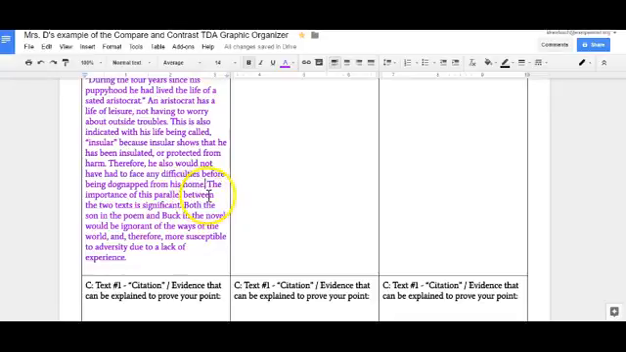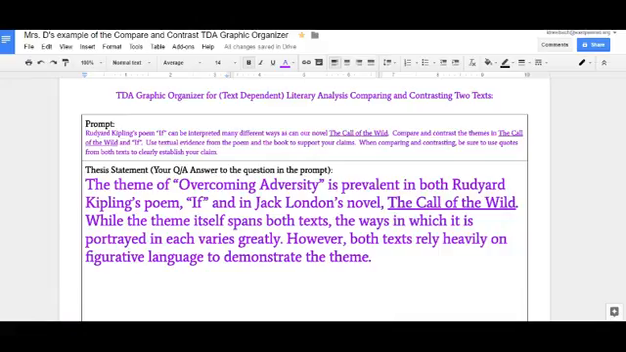"The importance of this parallel between the two texts is significant. Both the son in the poem and Buck in the novel would be ignorant of the ways of the world and therefore more susceptible to adversity due to a lack of experience." So I'm telling them, hey, this inexperience that the author set them up for is necessary for the theme. Boom. So your job, when you finish your quiz, is to get started working on this. The goal is to have this graphic organizer completed by the end of this week.